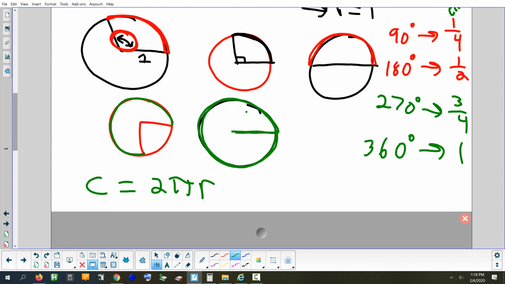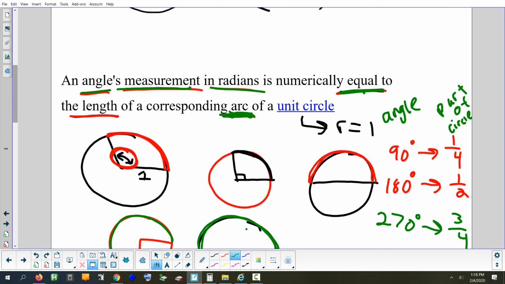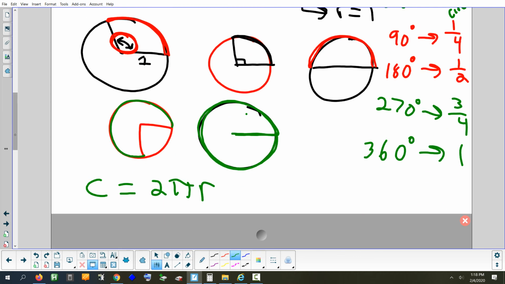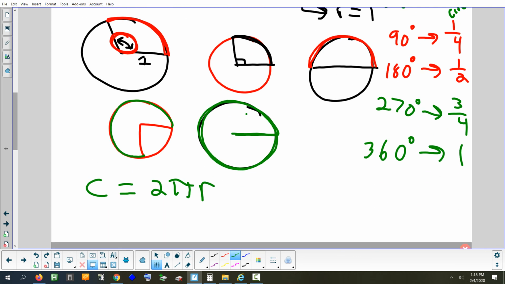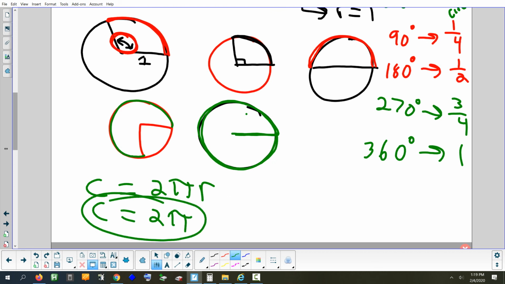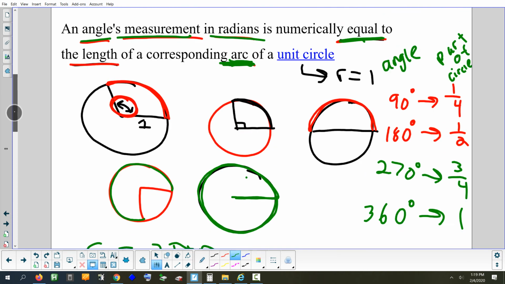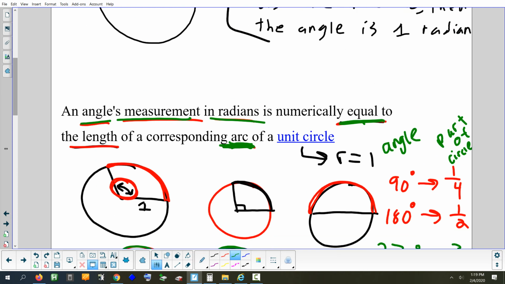Now, we're not dealing with just any random circle here. We're dealing with a unit circle. So what did we say that the radius is in a unit circle? 1. So there's the circumference of the unit circle. It takes 2 pi units, whatever the units are, feet, inches, doesn't matter. But it takes 2 pi units to go all the way around the unit circle. That number that you just found is equal to the angle measured in radians. So if it takes 2 pi units to go around the circumference, how many radians would it take to go around the circle? 2 pi.